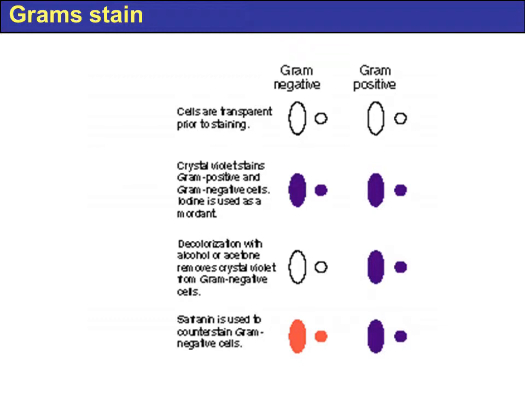Then you're going to use a mordant called iodine. This is going to help anchor the purple dye to the cell wall. The next step, you're going to decolorize, and this is going to remove the purple color from the gram negative bacteria. Finally, you will use a counter stain called safranin. Now the gram positive will appear purple and the gram negative will appear red.